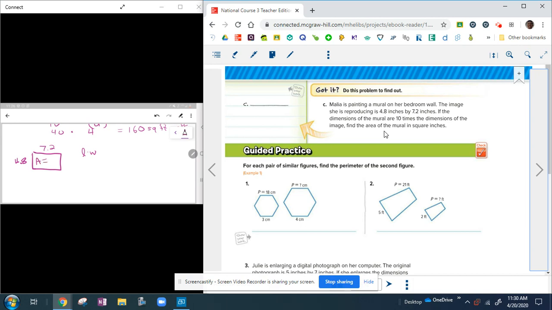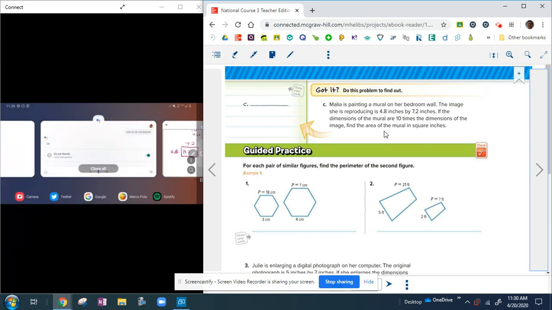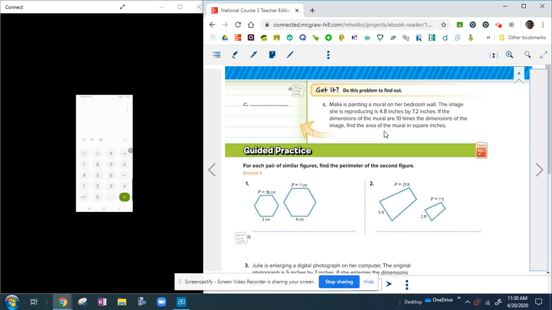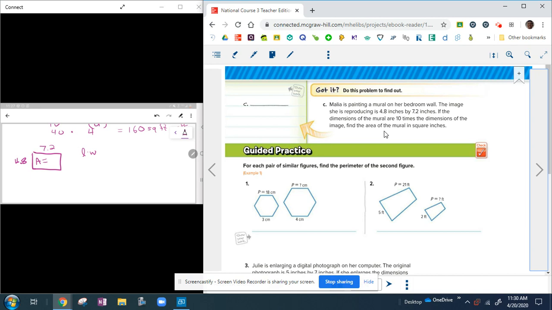Let's get my calculator out. All right, we got 4.8 times 7.2, 34.56. All right, 34.56 is my area. And that's in inches, so that's in square inches or inches squared.